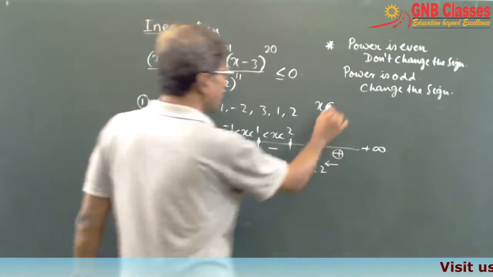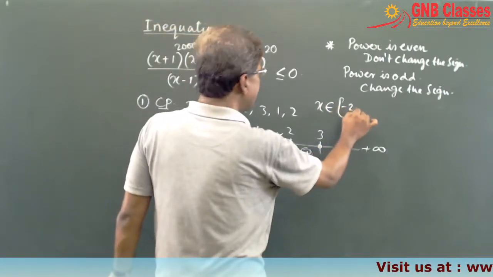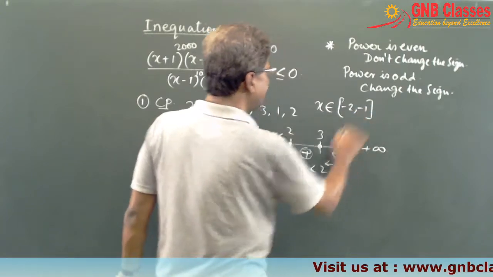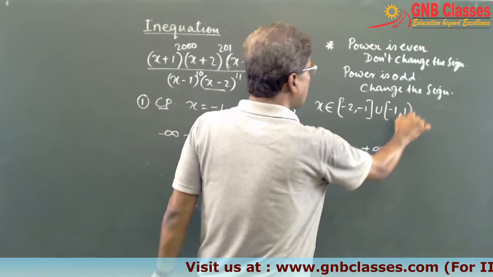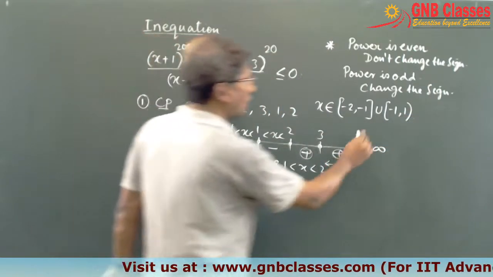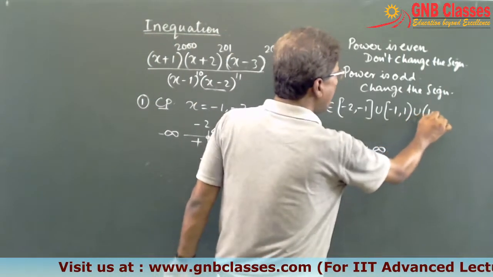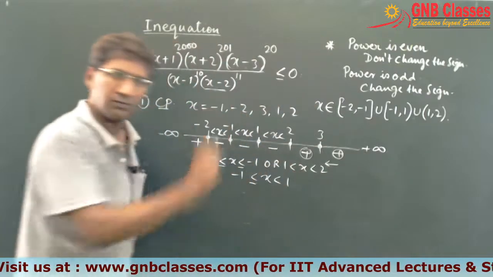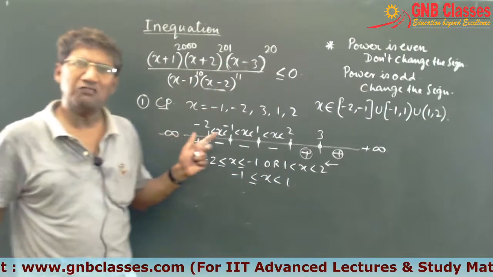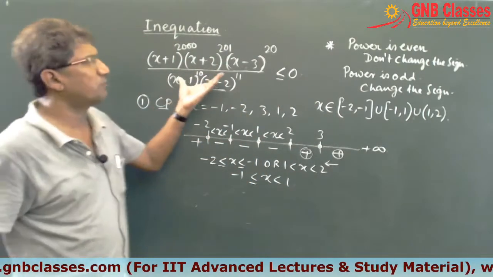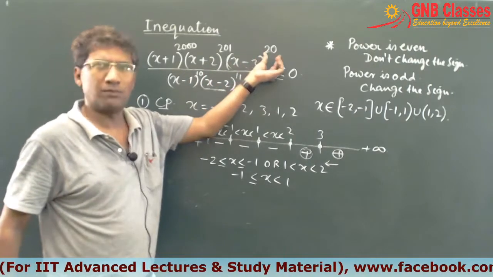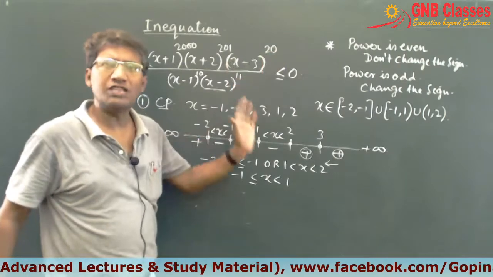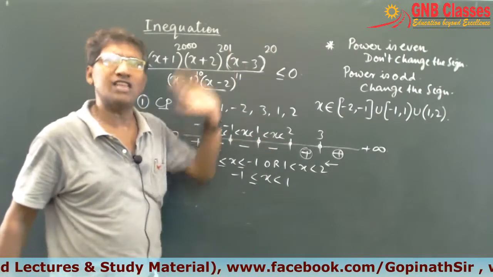Is it clear? So what will be my final answer? x belongs to closed -2, closed -1, or closed -1, open 1, or open 1, open 2. Is it clear to everyone? Have you understood? So whenever this kind of problem is given to us, we will always check what is the power. If power is even, don't change the sign. If power is odd, change the sign.